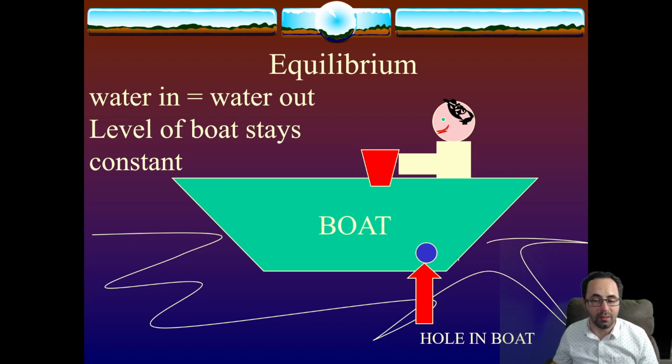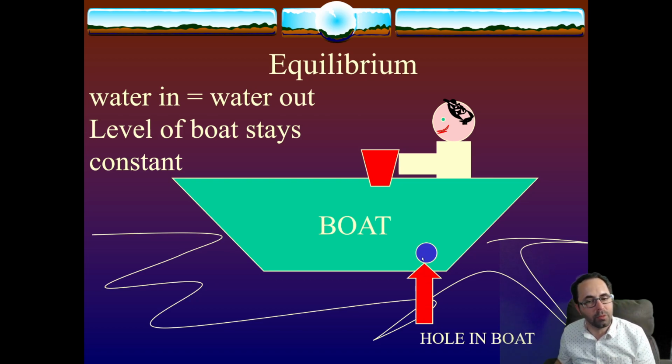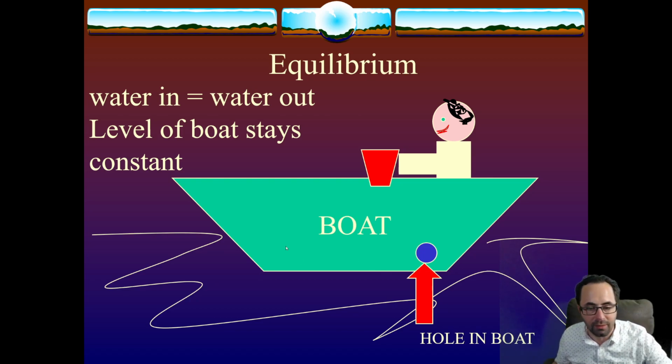And so what you can see here is that when this occurs, does that mean water has stopped flowing from the lake into the boat through the hole? No, that's still happening. Does it mean you are no longer dumping water out of the boat? No, you're still dumping water out of the boat. What's going on is that the water is flowing in through the hole at the same speed that you are dumping it out. However, the level of water in the boat is not changing, it's staying the same.